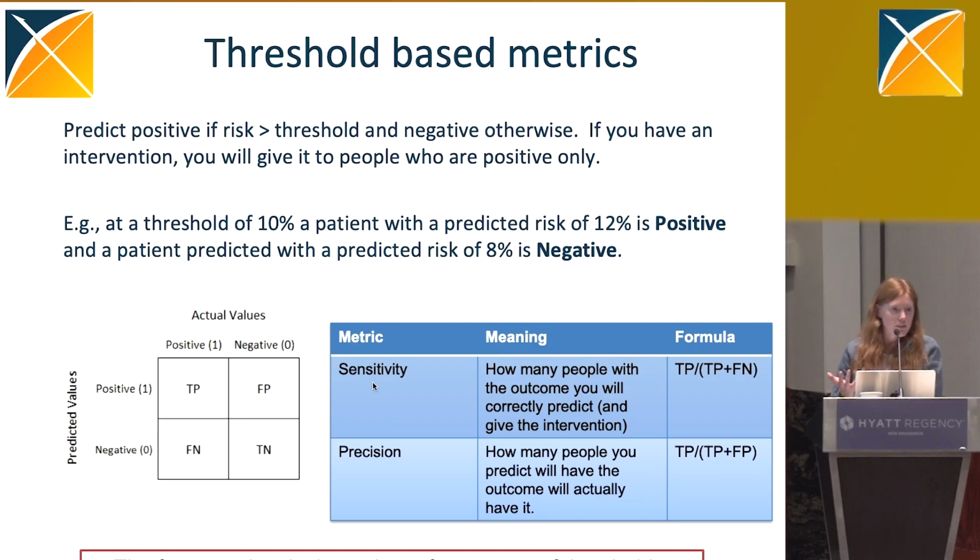And then the two key metrics really are sensitivity. This is how many of the people who are positive your model is going to correctly identify and give the intervention. And then there's the precision, and this is, if your model is saying people will have the outcome, how many of them actually will go on to have the outcome? And you often find that with rare outcomes, your precision is pretty low, and that actually is going to impact how useful a model is. So this is actually a very key metric that I think often gets somewhat ignored.